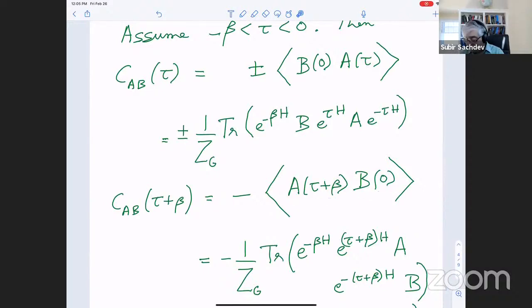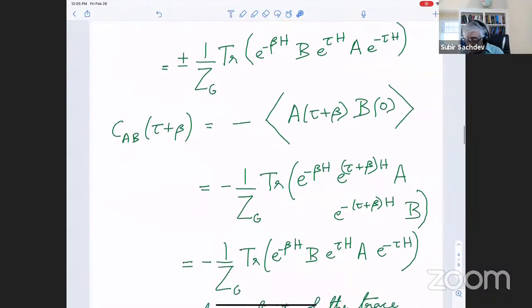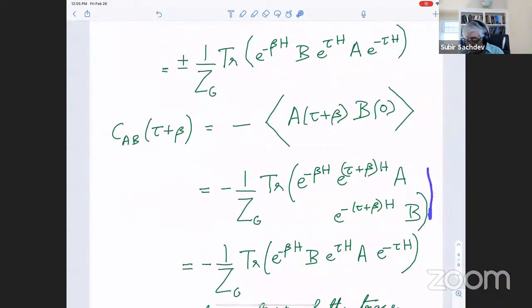All right, and now we just write down the definition of the expectation value. It's the trace of e to the minus beta h times A of tau plus beta, which is this, times A in the usual Heisenberg time evolution, and then B at time 0, which is just the B in the Schrodinger representation. Okay, so this is what we get. And this is not obviously equal to this, but with a very simple manipulation, you can see it is.